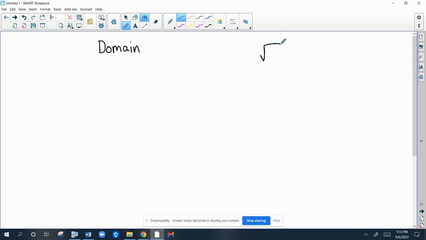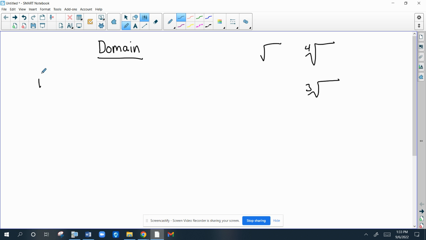Square root is an even root. Fourth root is an even root. What's not an even root is cube root, for example. So this square root is understood to be 2. So you only have to worry about dividing by zero and taking the even root of a negative number. Otherwise, you don't have to worry.